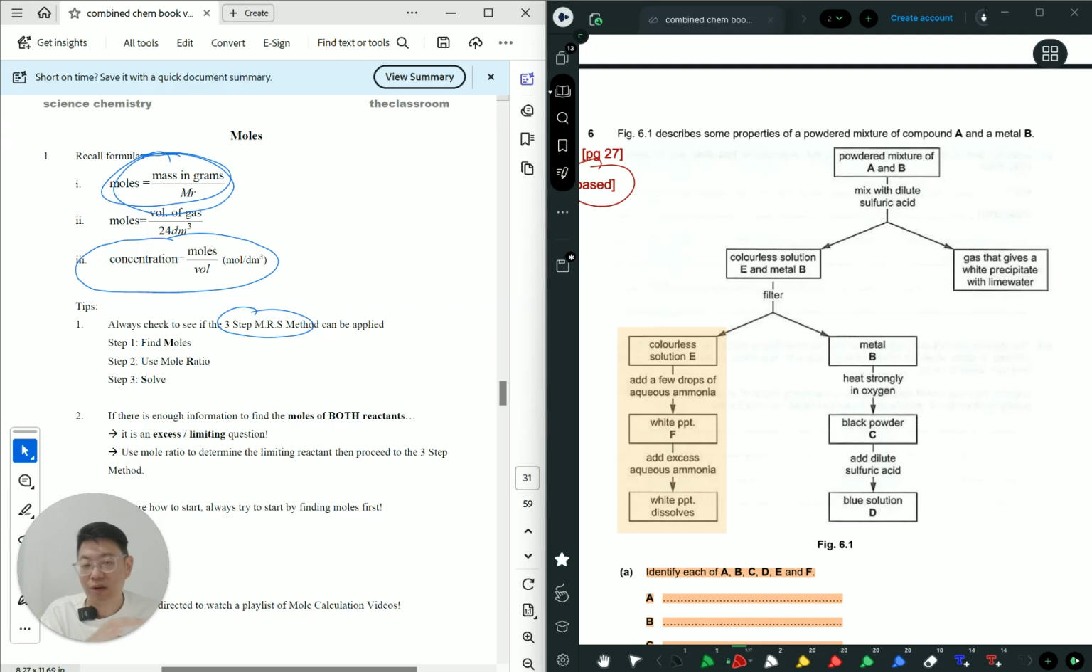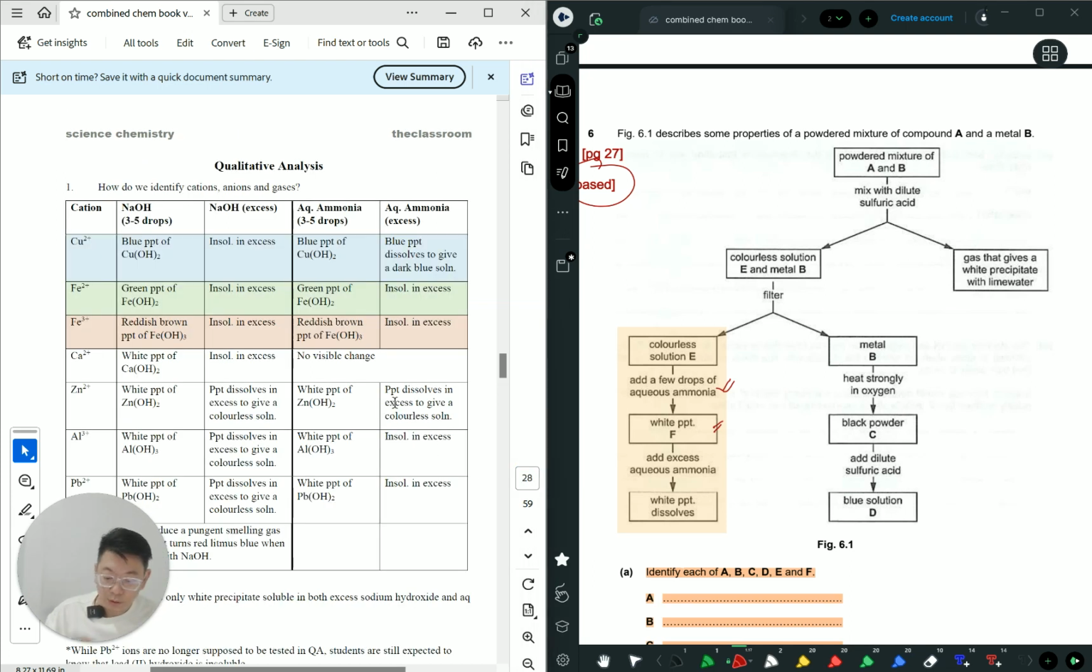For pure chem, I don't believe you get a flow chart. You might get a flow chart, maybe it's 3 marks, so it's not a lot of marks. Anyway, for combined chem, I will always look for sodium hydroxide or aqueous ammonia first. If it's not given, I'll figure something else out. Oh, here, aqueous ammonia, check. White precipitate. Okay, let's go to page 27.